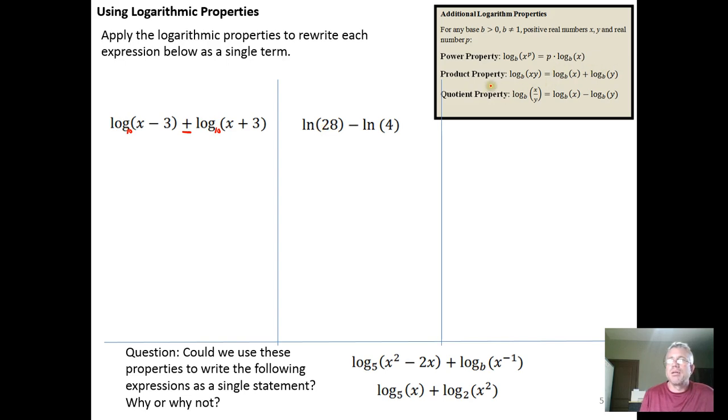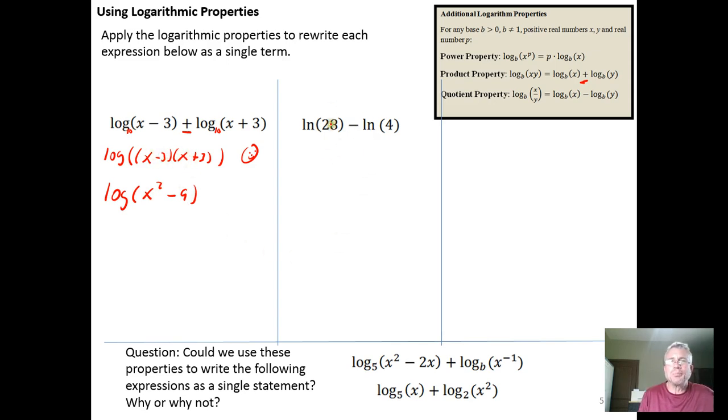And the product property right here tells me that if I have the sum of two logarithms of the same base, that I can rewrite it as a product of the inputs into those logarithms, x minus 3 times x plus 3. And I could leave it like this. I would be happy with that. I always like factored forms. You could multiply it out. If you do, this is a difference of two squares pattern, so you're going to get x squared minus 9 on the inside. I think it would be okay to leave it like this.